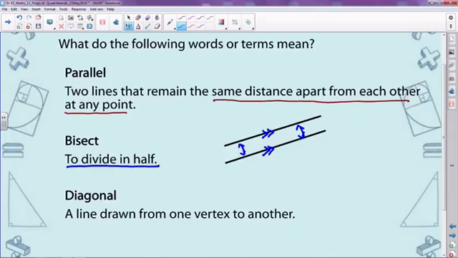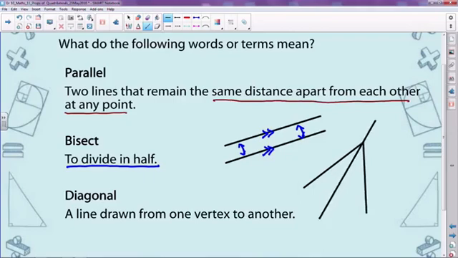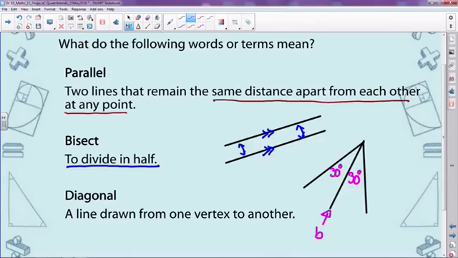Now bisect means to divide in half. You could have angles that are bisected. You can have lines that are bisected. If I have an angle here and then I want to bisect it, I'm going to draw a line right through the middle of the angle so that it is the same size on both sides. But of course I haven't done that very well, so let's tap on it so that we get it to look like roughly the same size. You see? So in other words, if this was 30 degrees, then this would be 30 degrees as well, and that line would bisect the angle.